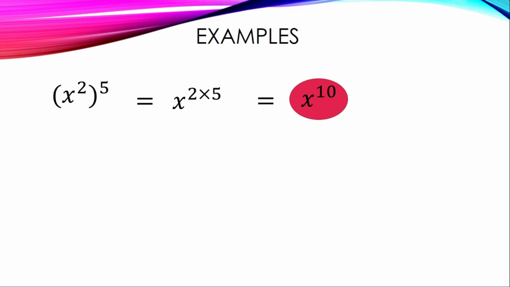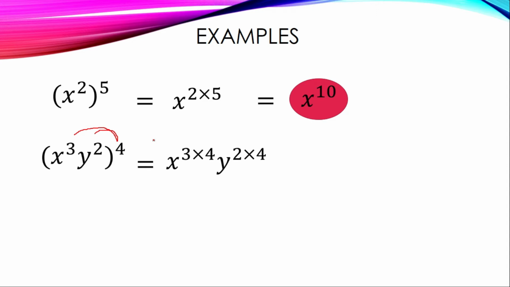And that is now your final answer. Next example, if we have the quantity x cubed y squared raised to 4, again we distribute 4 to each exponent. So you can have x raised to 3 times 4 and y raised to 2 times 4, and your answer is x raised to 12 and y raised to 8. And that's now your final answer.